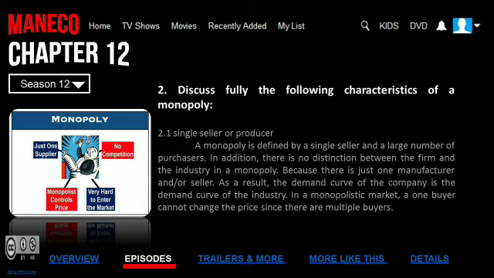2. Discuss fully the following characteristics of a monopoly. So, 2.1 Single seller or producer. A monopoly is defined by a single seller and a large number of purchasers. In addition, there is no distinction between the firm and the industry in a monopoly because there is just one manufacturer or seller. As a result, the demand curve of the company is the demand curve of the industry. So, in a monopolistic market, a single buyer cannot change the price since there are multiple buyers.